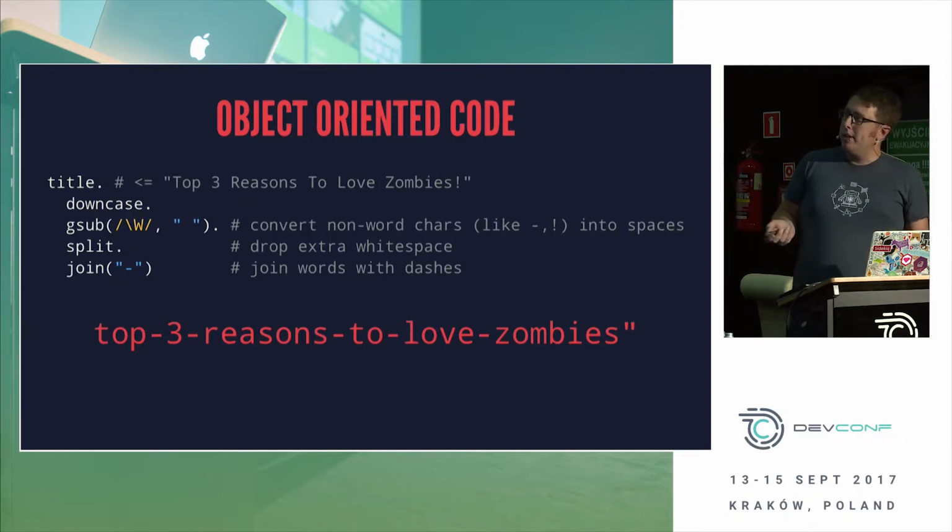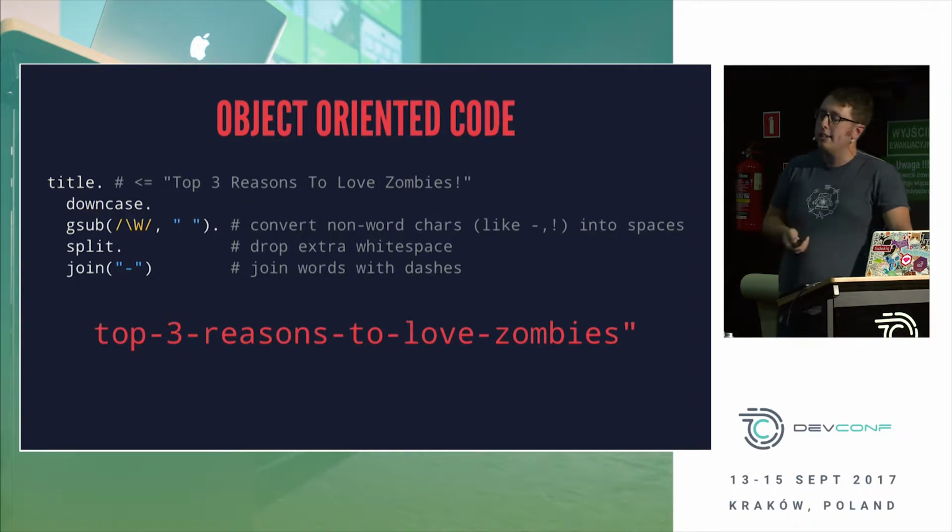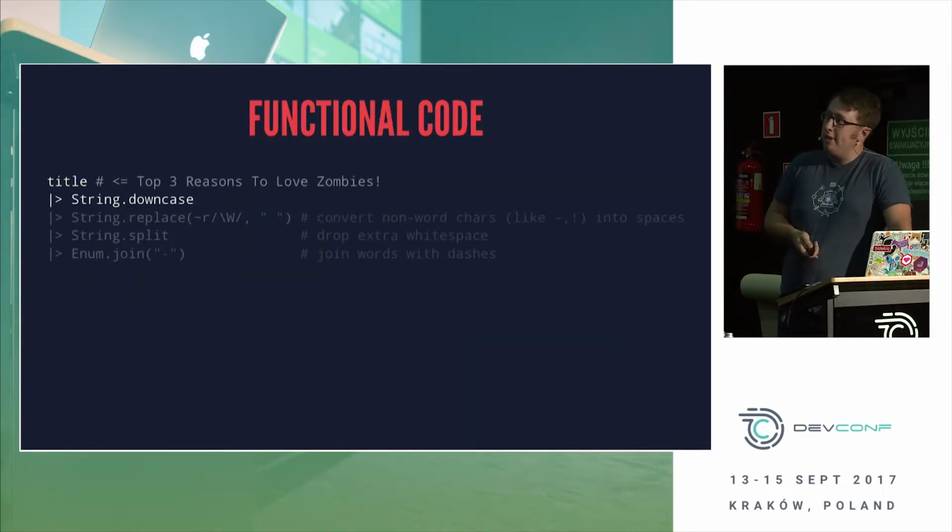So my problem with this is that to figure out where an error happens in here, I have to know what kind of data structure I'm working with at the time. So if, for example, it fails on join, I have to remember that join is out of the enum or the array data type. Functional code is different.